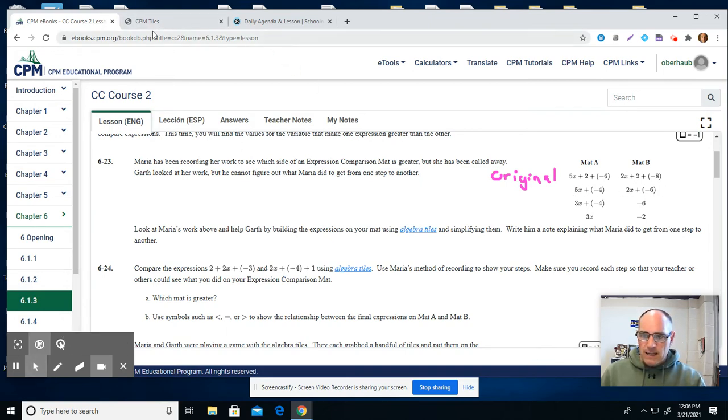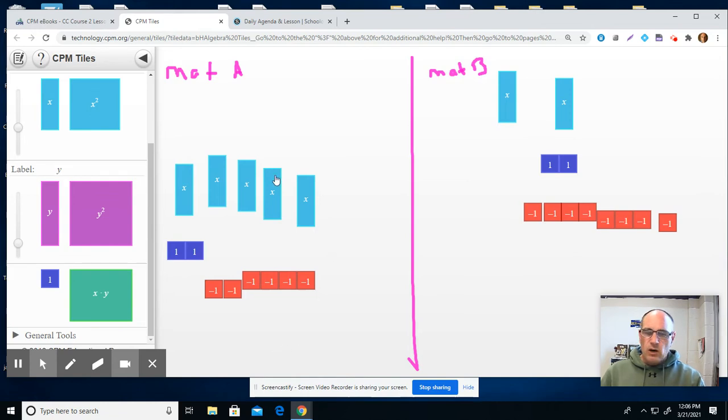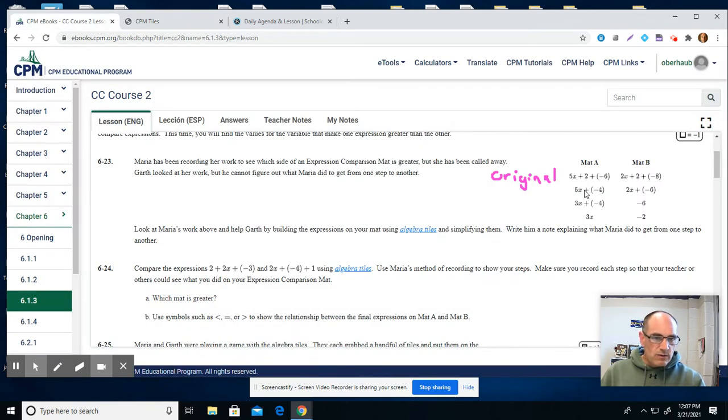Well, if I go back to my tiles, the first thing that I always do when I'm simplifying tiles is I do my 0 pairs. So if I'm doing 0 pairs, I notice that I have these 0 pairs on the same side, so I can take them off. And over here, I have a set of 0 pairs, and so I can take them off. So we're going to take that set of 0 pairs off, that set of 0 pairs off, and that set of 0 pairs off. So now over here, I have 5x plus 4, and I have 2x plus negative 6, which I believe is what they have here.